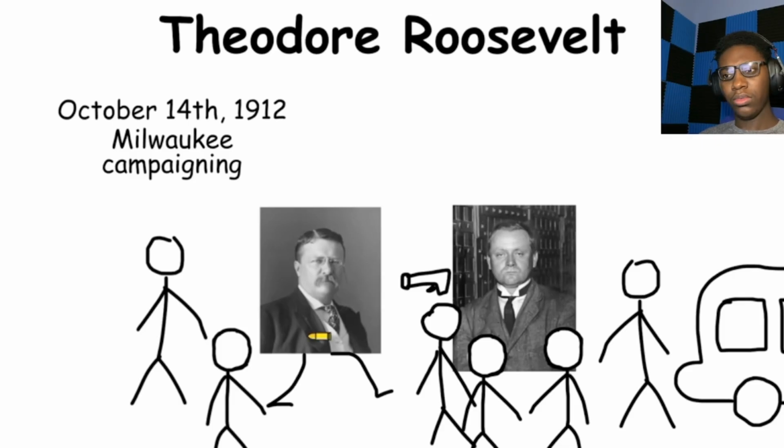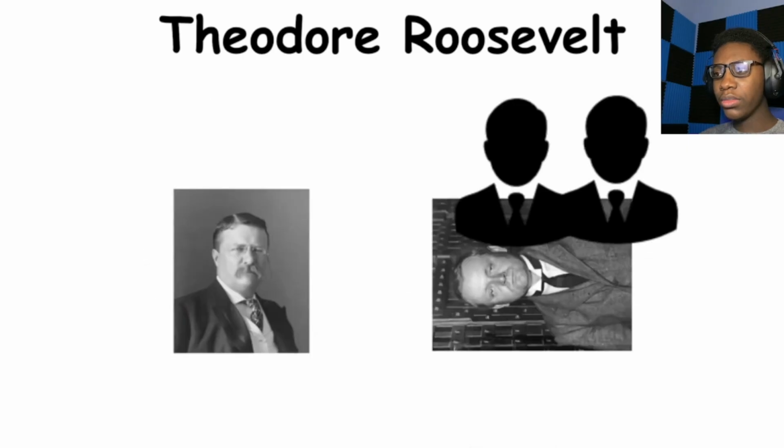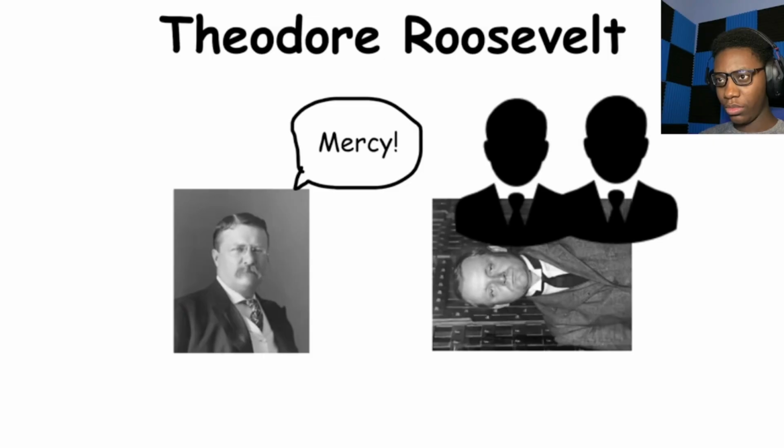The bullet hit Roosevelt on the right side of his chest, but he was protected by a thick 50-page speech manuscript folded in half and the metal case where he stored glasses. While Schrank was being wrestled to the ground, Theodore Roosevelt asked for mercy for his shooter, restoring the order before the arrival of the police.